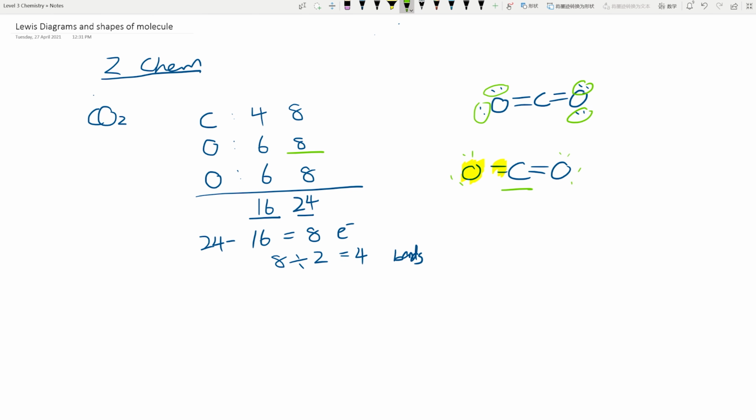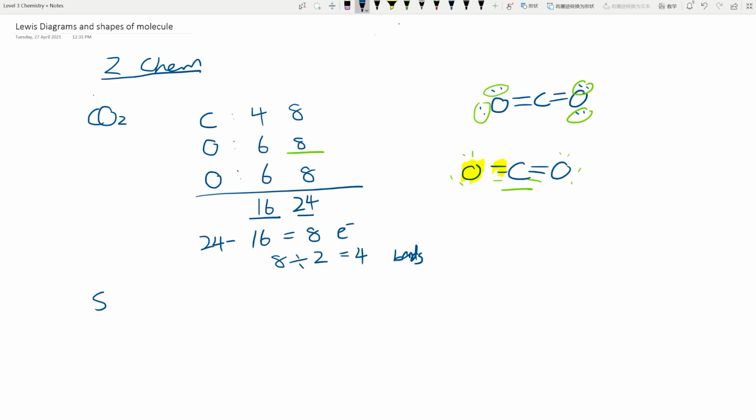And you may ask, why do I not need to do anything with the carbon? Because if you look at the carbon in the middle, that's already got 8 electrons around it, which are the 4 bonds. So 4 bonds, one line is 2 electrons. If you're really struggling with chemistry, just think of one line, 2 electrons, and there are 4 lines, 8 electrons. Yay, it's quite happy. Okay, so this works quite well.